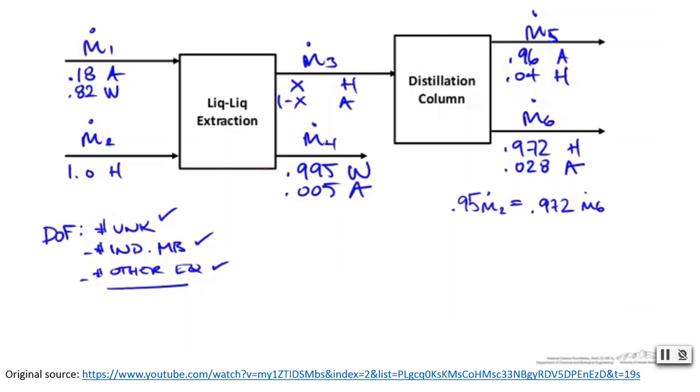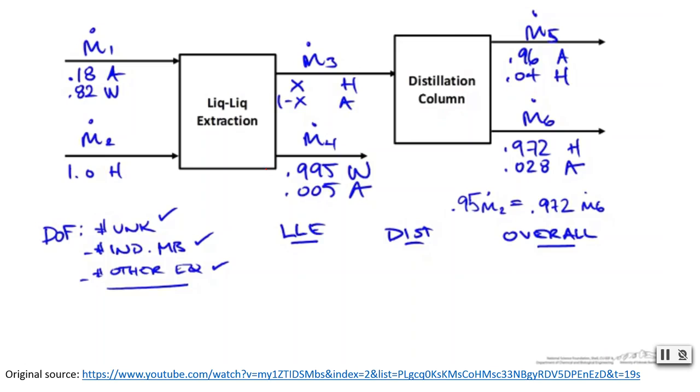In this case we have 3. So we have the liquid-liquid extraction column, we have the distillation column, and we have the overall process. So the feed to the process and the outputs to the process. So we'll go through these one by one to see where we should start setting up mass balances to solve for what's asked for. So let's start with the liquid-liquid extraction column and count up how many unknowns we have.